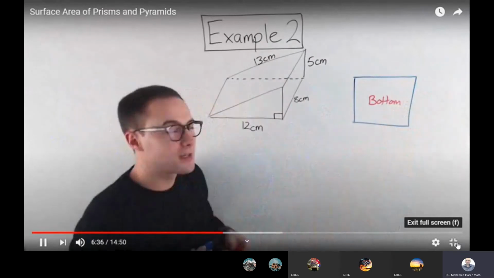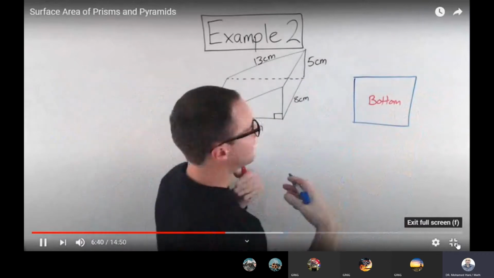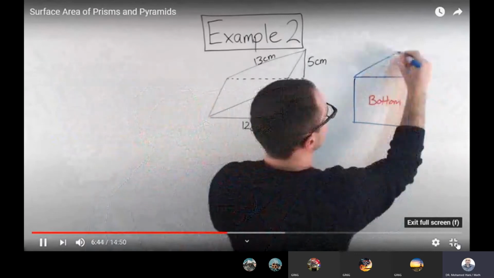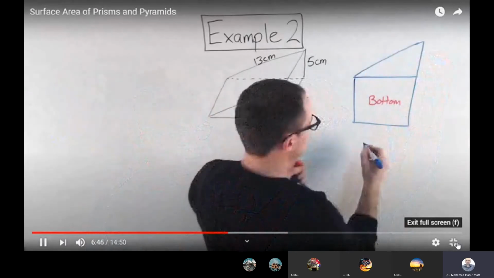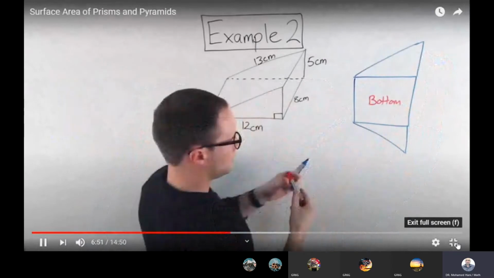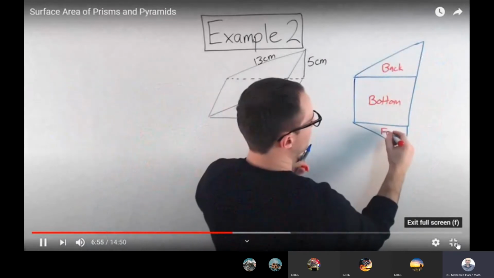And really, I think it helps a lot if you label, right? It can get very confusing. So my suggestion is to label just like I'm doing here. So this is going to fold out, and it's going to look something like that. This is going to fold forward. It's going to look something like that. So that's going to be the back. That's going to be the front.